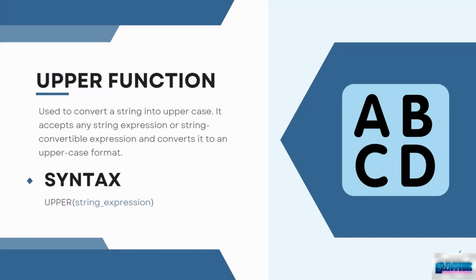The upper function is used to convert a string into uppercase. It accepts any string expression or string convertible expression and converts it to an uppercase format. In case the argument is not a string, the user must use the cast function to explicitly convert it. Its syntax is upper(string_expression). String_expression is the field or string to convert to uppercase.